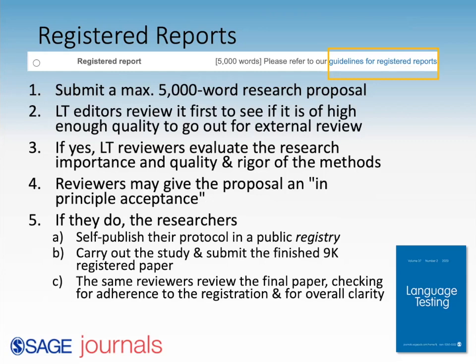The same reviewers review the final paper and they check for adherence to the registration. Did they do what they said they would do in their proposal? And they also check over the manuscript for overall clarity, but the article has already been pre-approved. And what this does is it helps authors publish without any publication bias.